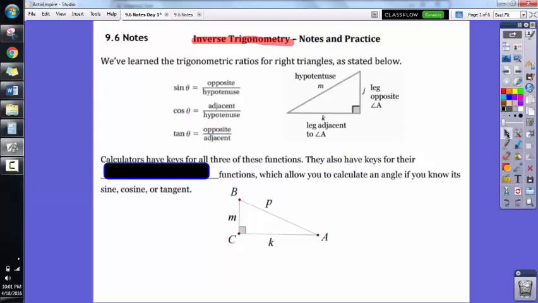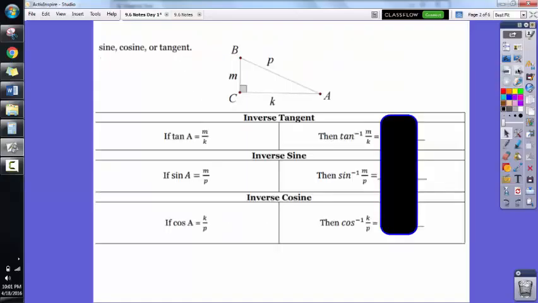Calculators also have programmed-in functions to find missing angles. They have keys for all three functions. They also have keys for their inverse functions, which allow you to calculate an angle if you know its sine, cosine, or tangent. So in order to get the angle, you have to know two side lengths. So let's take a look at this here.